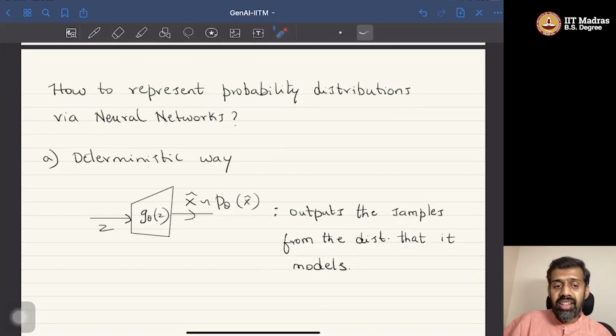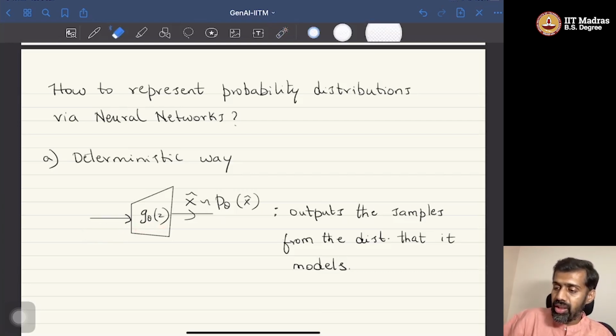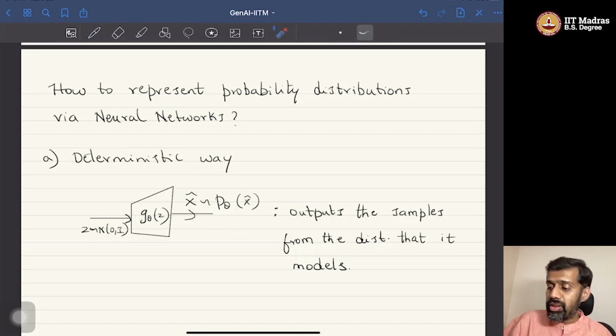Once trained, a neural network is always a deterministic function. The randomness is coming from the input of the neural network here, which is sampled from normal 0 1. So it is simply a push forward function which transforms one random variable to the other random variable. This neural network is also modeling p theta of x, but in an implicit manner. That means it is not giving you the distribution itself, but it is giving you samples from the distribution.